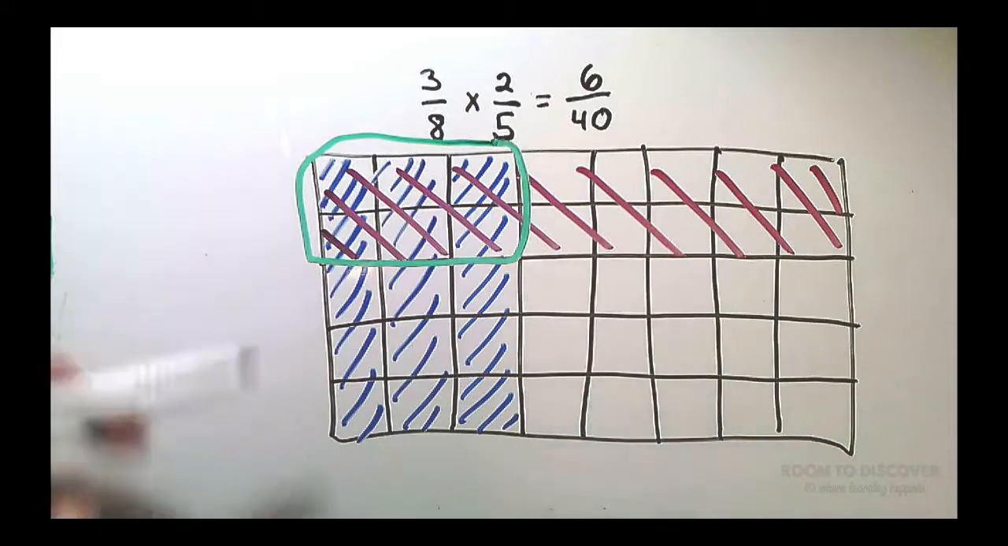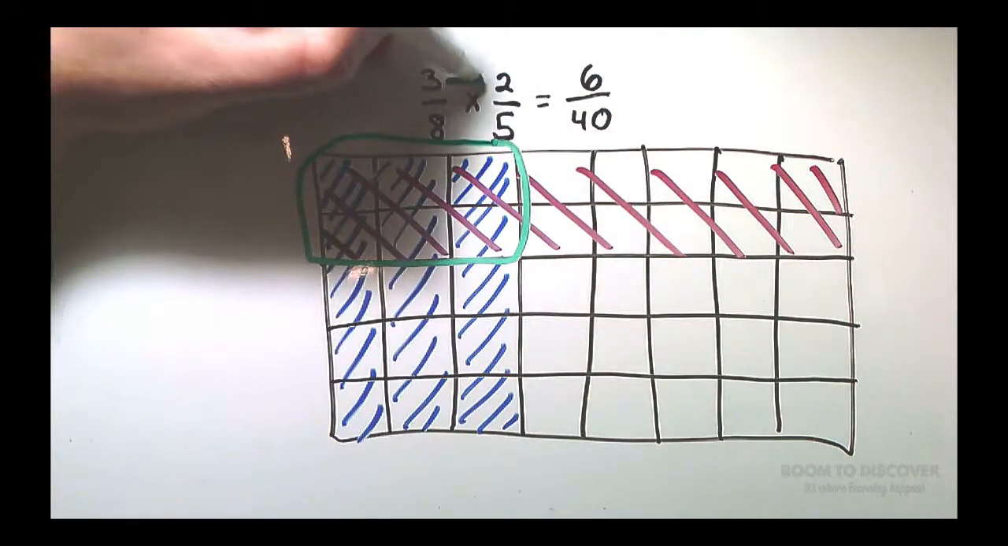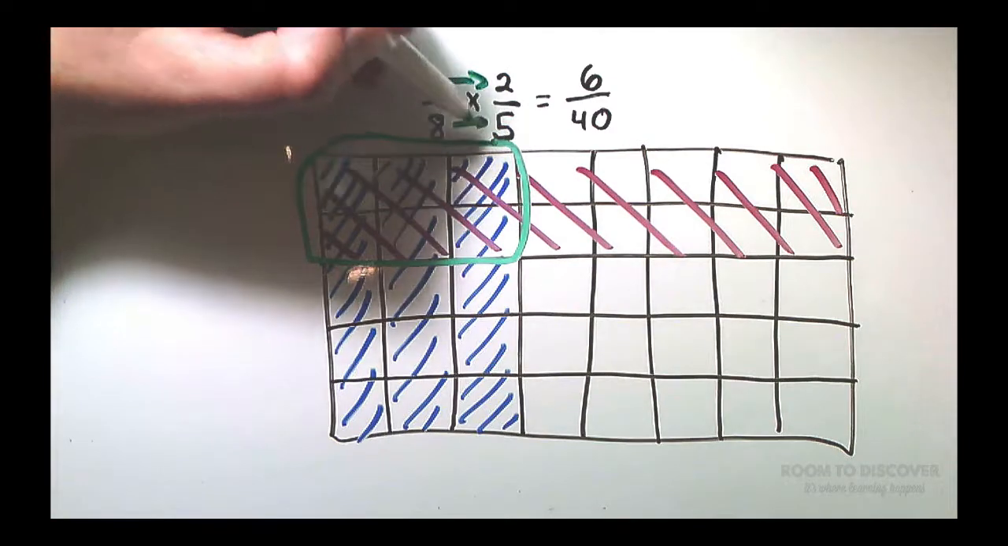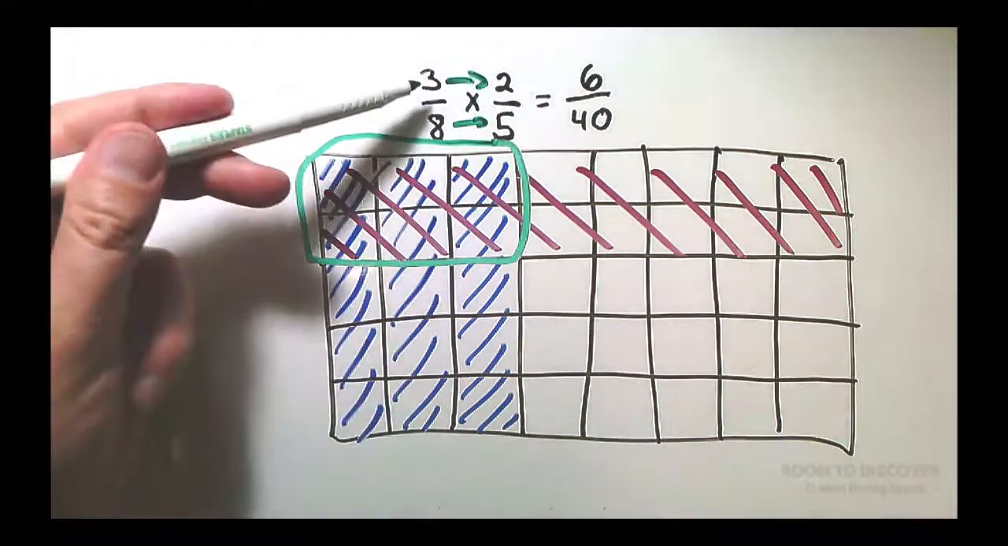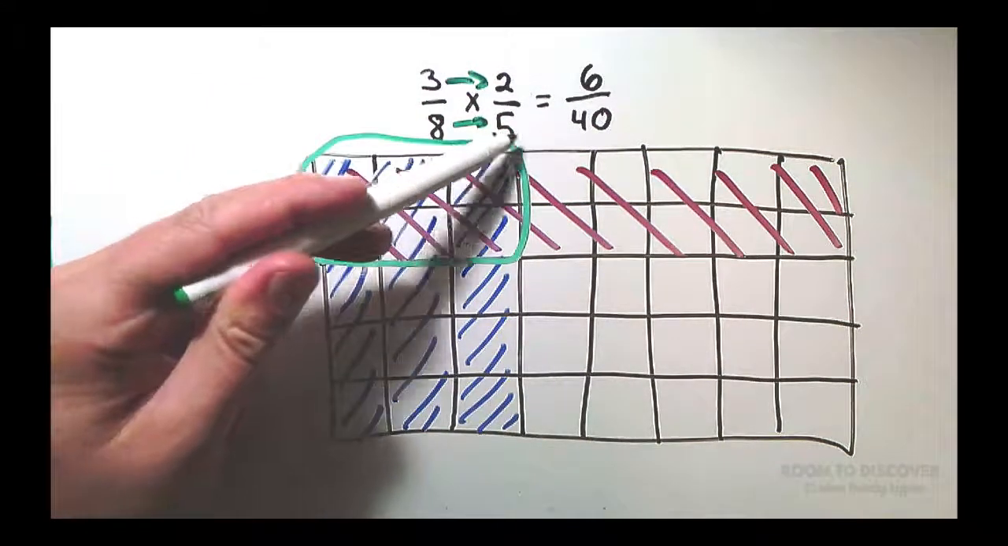So we can use this visual model to confirm that our algorithm for multiplying fractions, in fact, does work. I'm multiplying 3 by 2 to get my numerator. I'm multiplying 8 by 5 to get my denominator.